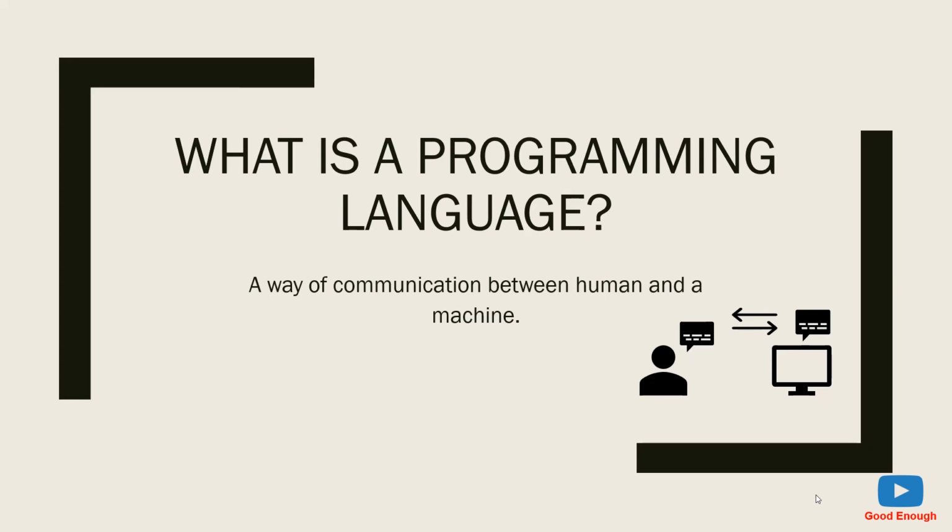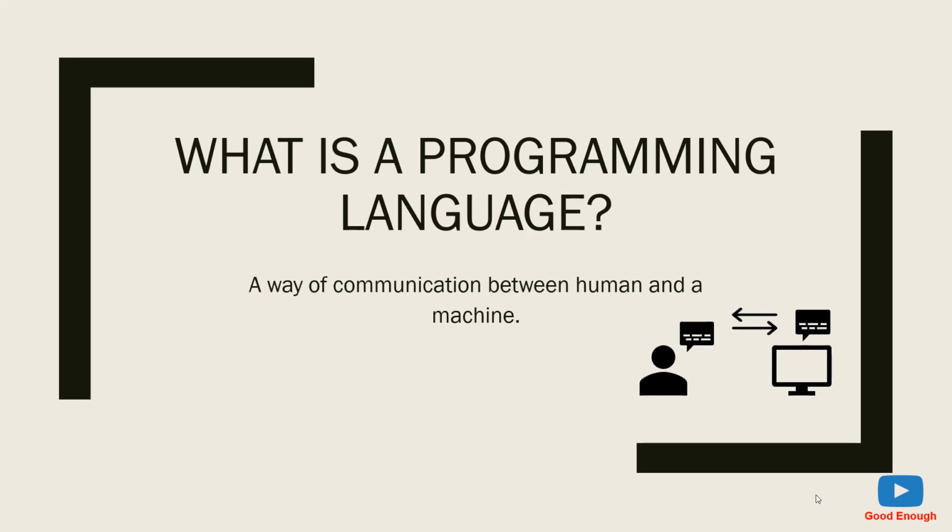Which is very similar to how two humans can communicate. When humans communicate, they use a language. They use a similar language. That language can be Hindi, English, Marathi, French, whatever. Same way, when a human communicates with a machine, they need a similar language.